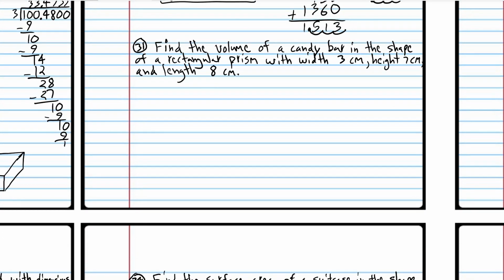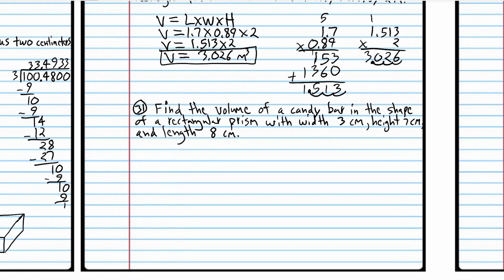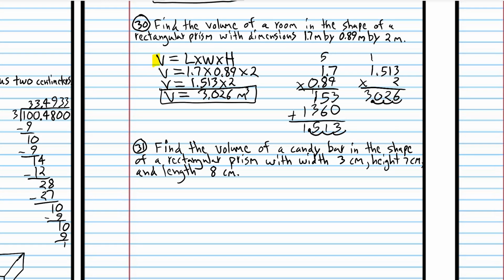All right, so why don't you try the next problem? The next problem is going to have numbers that are a lot easier. Remember, the most important thing is to show that tool that you're using. Write that formula before you do anything else. Try number 31, and when you come back, we'll do it together.